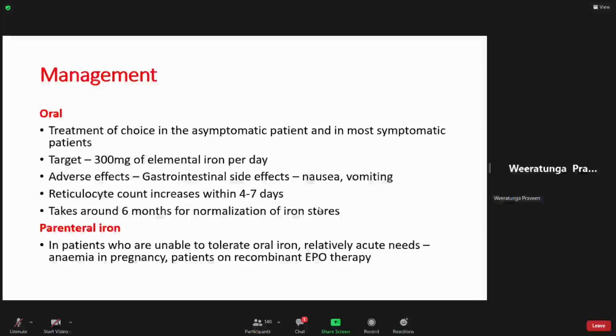Now, remember that it takes at least about 6 months for the iron stores to normalize in a patient with iron deficiency anemia. But actually, the initial response is an increase in the reticulocyte count. Because when you give iron, this iron can be incorporated into the red cells and then form reticulocytes, and the reticulocyte count increases. So that is one of the earlier changes that you see, right? Increase in the reticulocyte count within about 4 to 7 days. But it takes at least 6 months or sometimes even longer for iron stores to normalize. So that is important to remember.